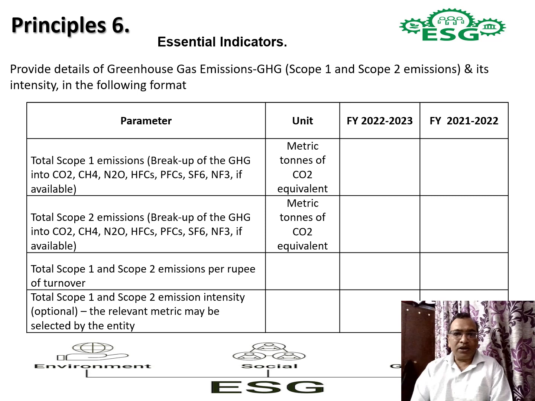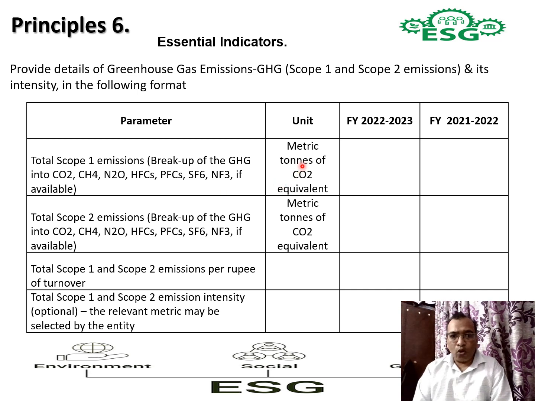Now in principle number 6 of the BRSR format, under the essential indicators, they have said: provide details of greenhouse gas, that is GHG, scope 1 and scope 2 emission and its intensity in the following format. So they have given the below format. The first row says total scope 1 emissions, breakup of greenhouse gases in CO2, methane, oxides of nitrogen, hydrofluorocarbons, perfluorocarbons, sulfur hexafluorides, NF3 and any others.